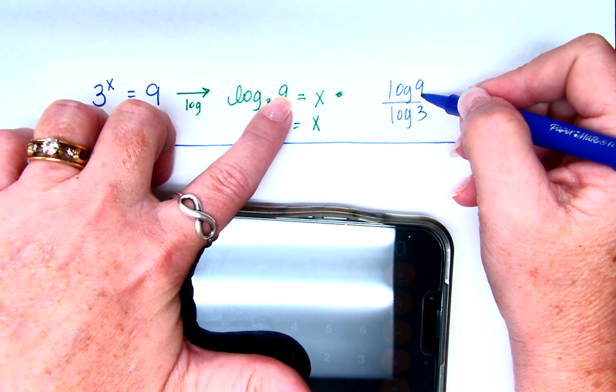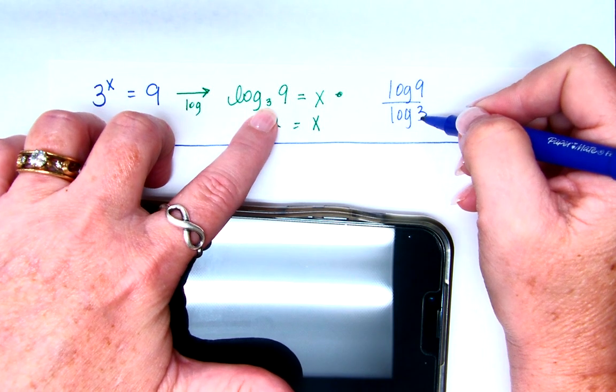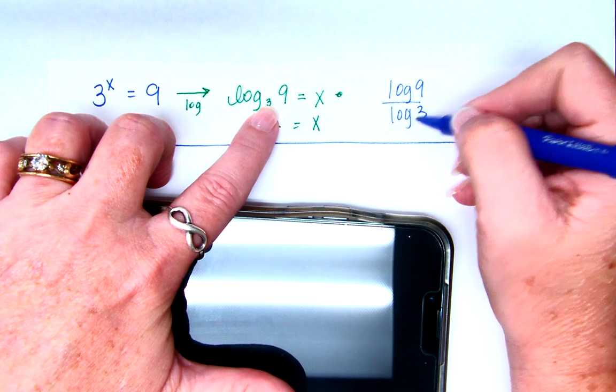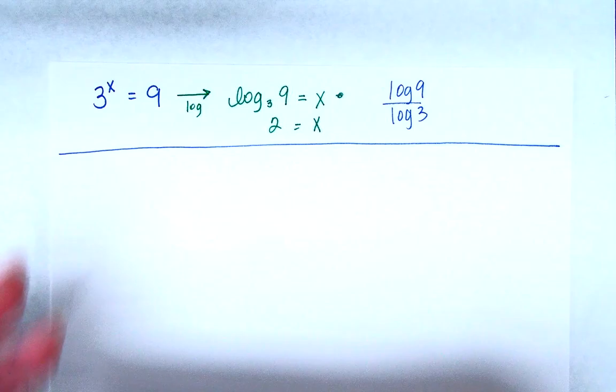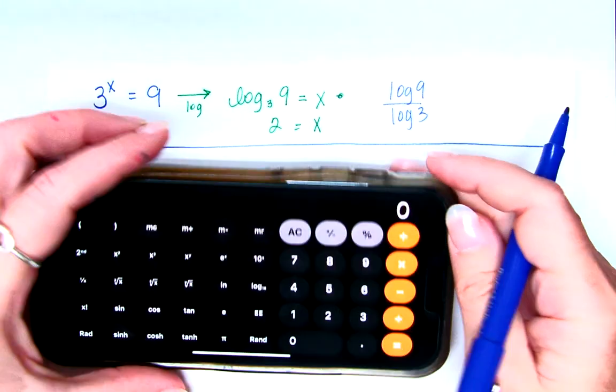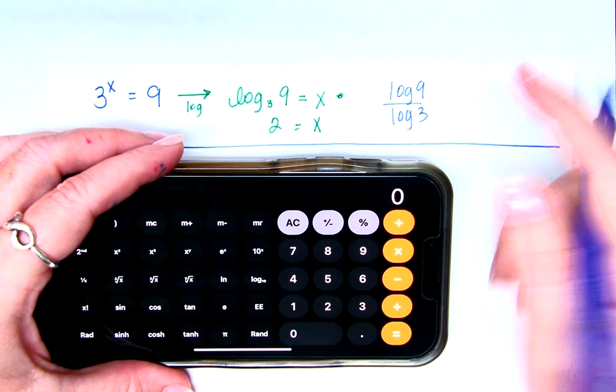The big number and the base. Does it make sense that the base goes on the bottom of the fraction? Now, look what you have to press. Hold on, I have to open my phone. Look what you have to press in your phone calculator to make this work.